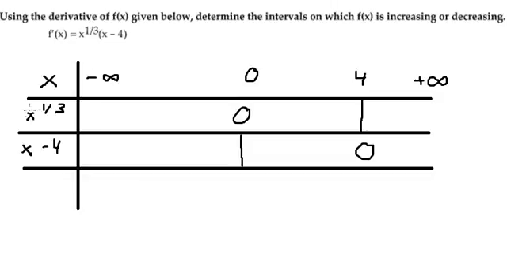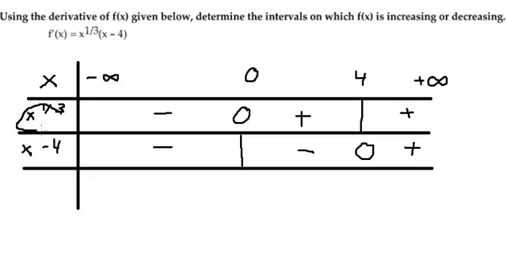So we see that the coefficient of this one is positive 1. So the sign on the right should be positive. This one is negative. Similar for this one, the coefficient is positive 1, so the sign on the right is positive. This one negative. This one negative.